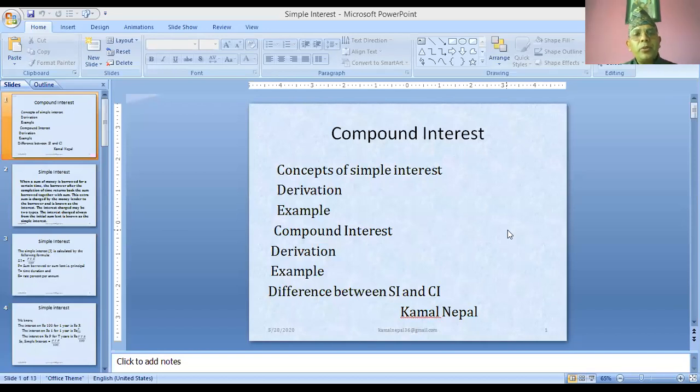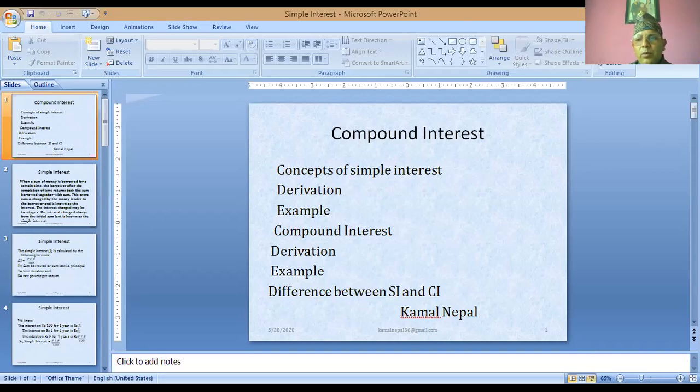Today, I'm going to teach you the next chapter. It is compound interest. In this chapter, I want to connect with simple interest also, so I want to do a review of simple interest also. The chapter contains the concept of simple interest, derivation of simple interest, and an example of simple interest. Then after, I want to present compound interest, then derivation of compound interest, an example, and similarly the difference between simple interest and compound interest.